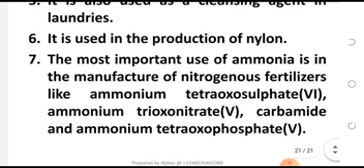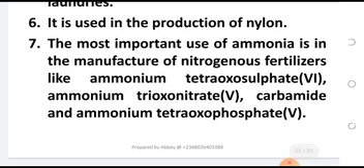So this is where we'll be stopping for now. We are going to continue on nitrogen and its compounds in our next meeting. At that particular time, we'll be discussing other compounds of nitrogen, because we still have some other compounds of nitrogen that have not been touched.